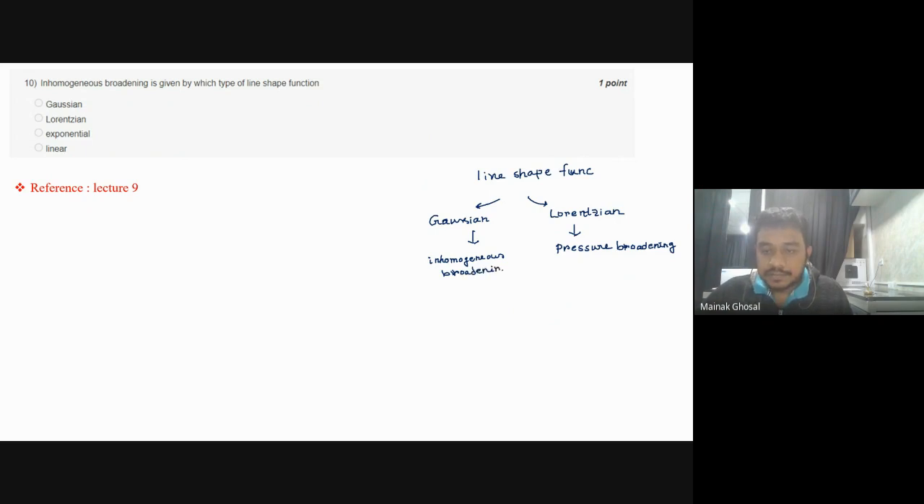Just like the velocity of sound, suppose some molecule is coming closer to the light I am using. When it is coming closer to the light, its frequency is increasing. When it is going far away from the light, its frequency is decreasing. So the broadening will be inhomogeneous in nature, and that inhomogeneous broadening is explained using the line shape function which is Gaussian in nature.